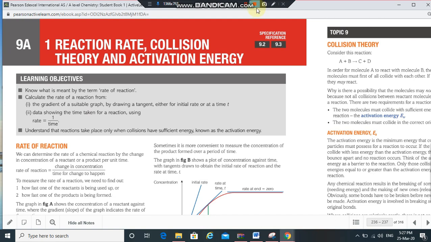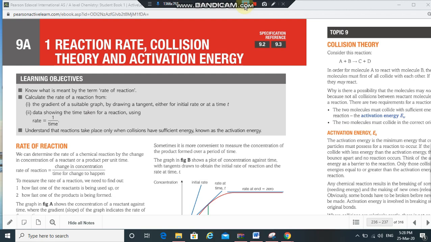Hello everyone. Today we are going to talk about rate of reaction. When we say rate of something, we are measuring the change in a specific factor over a period of time.